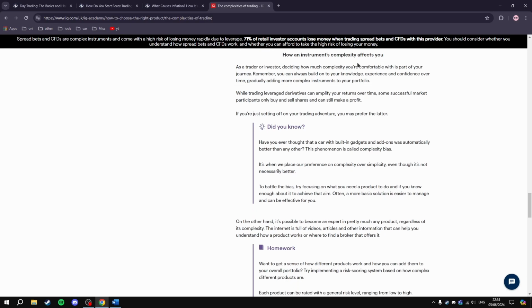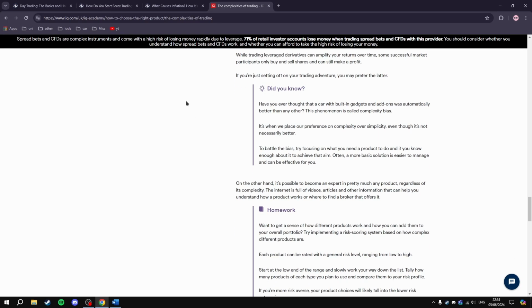So, how an instrument's complexity affects you. Deciding how much complexity you're comfortable with is part of your journey. I guess the thing to take away here is to start with something you're comfortable with, and then you can always build up as you go along. As you acquire more knowledge, experience and confidence over time, you can gradually add more complex instruments to your portfolio. You do not need leverage to be a successful trader.